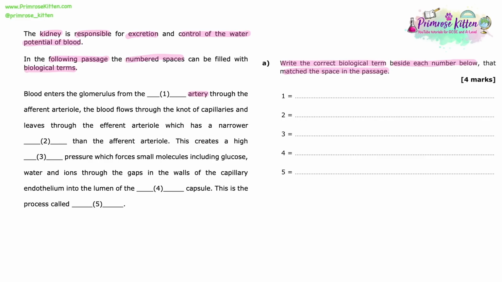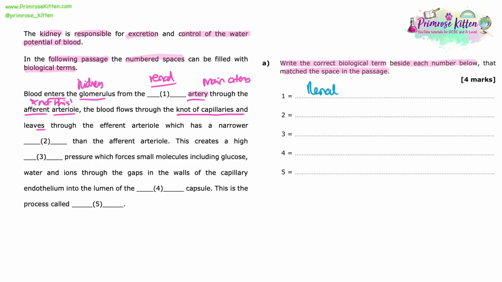So blood enters the glomerulus from the something artery through the afferent arteriole. So it's something that's entering the kidney, entering at the glomerulus point. That is a main artery, and obviously it comes through the afferent arteriole. So it comes from a certain artery and then branches into the afferent arteriole. So we can't put that as an answer. But what is the main artery that brings blood to the kidney? It is the renal artery.